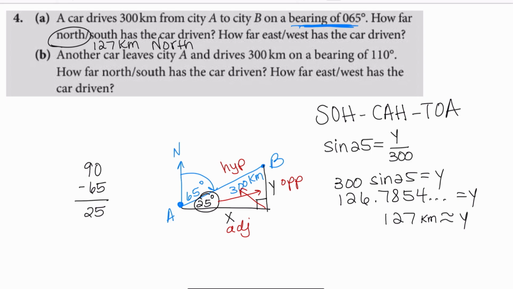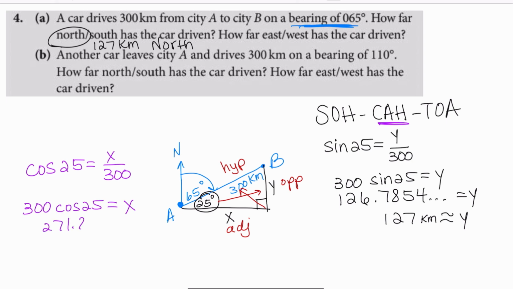We're going to do this one more time so that we can figure out how far east we have traveled. And to figure out how far east we have traveled, we're going to use cosine like before. The cosine of angle 25 is equal to adjacent over the hypotenuse, multiply by 300 to both sides. We get 271.892 dot, dot, dot is equal to x. That means x is approximately 272 kilometers. So we have traveled east 272 kilometers.